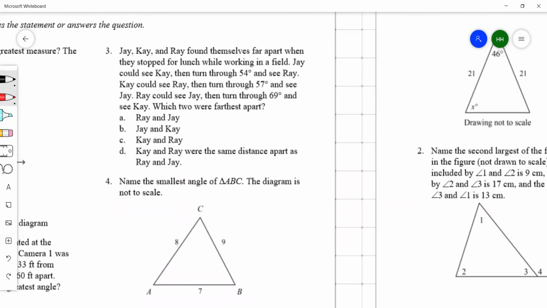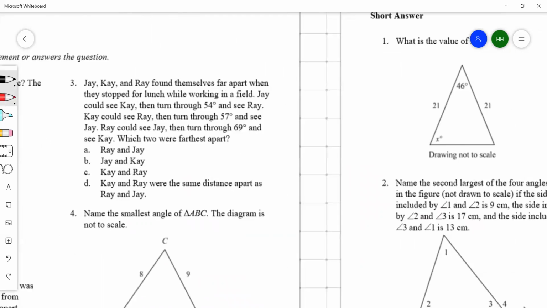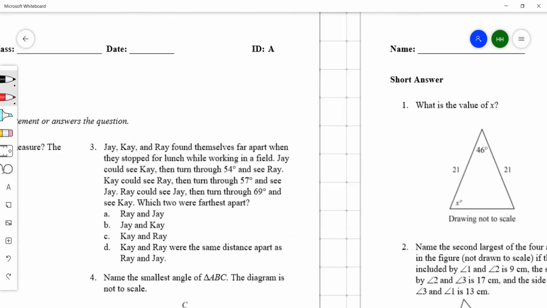Problem number 3 is the same concept. All right. Jay, Kay, and Ray found themselves far apart when they stopped for lunch while working in a field. So we draw a triangle. We've got J, K, and Ray as vertices. This description says J could see K. So here's J. He's looking at K, then turns through 54 degrees to see Ray. So there's your 54 degrees.